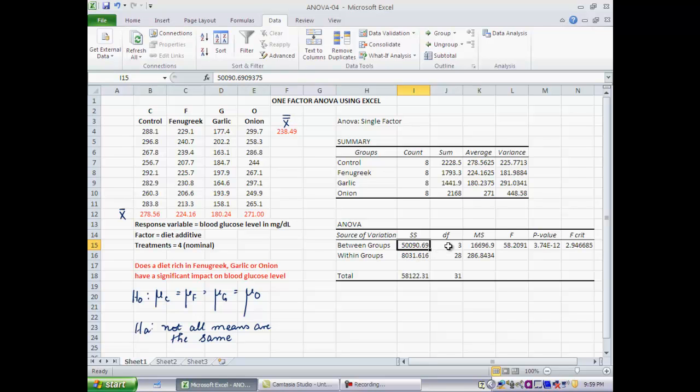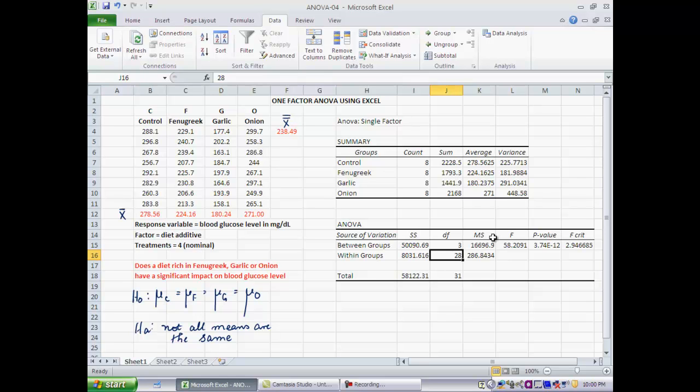Degrees of freedom, where does the 3 come from? The degrees of freedom for between groups is number of groups minus 1. We have 4 groups, 4 minus 1 is 3, so that's where the 3 comes from. Where does the 31 come from? The degrees of freedom for the total sum of squares is simply the total number of observations minus 1. We have 32 total observations, and 32 minus 1 is 31. Degrees of freedom for within groups is total observations minus number of groups. We have 32 total observations and 4 groups, so 32 minus 4 is 28. That's where the 28 comes from.